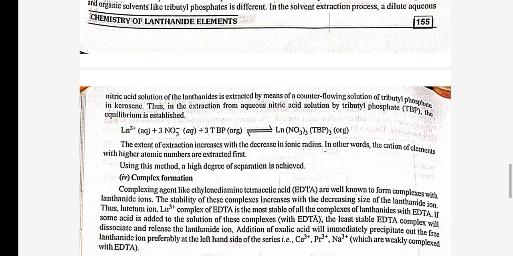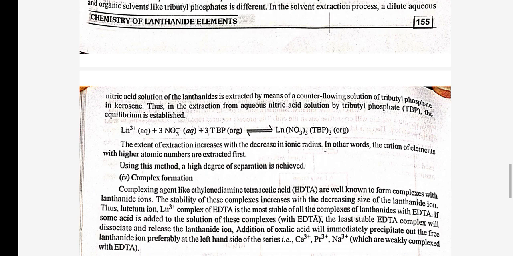Thus, in the extraction from the aqueous nitric acid solutions by tributyl phosphate, an equilibrium is established. The extent of the extraction increases with the decrease in the ionic radius. In other words, the cations of the elements with the higher atomic number are extracted first. Using this method, a high degree of separation is achieved.